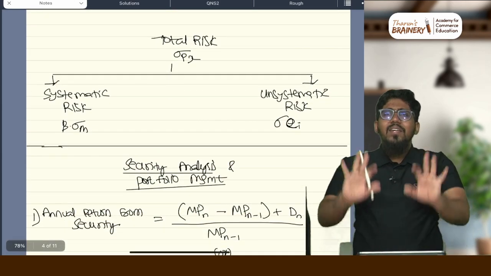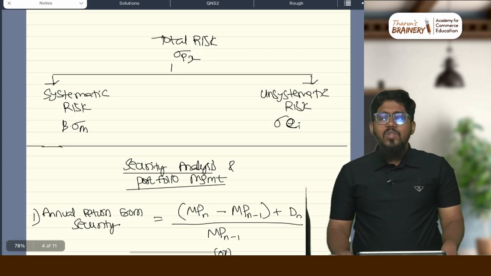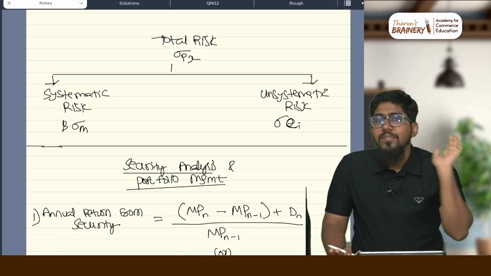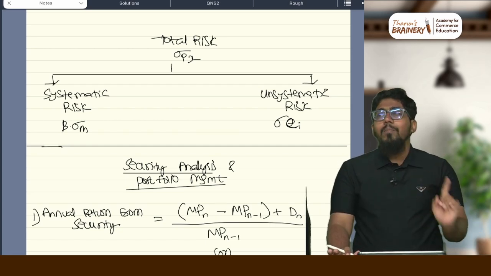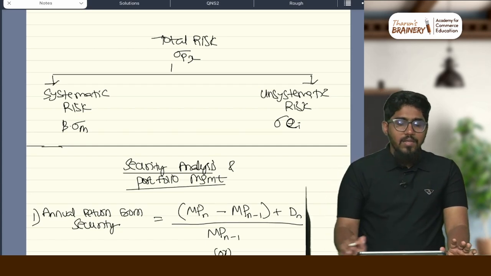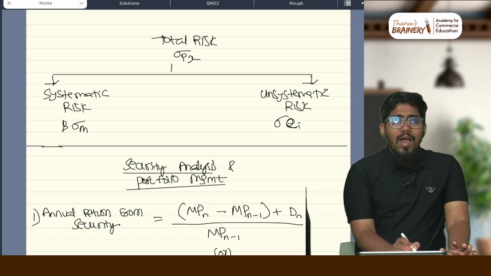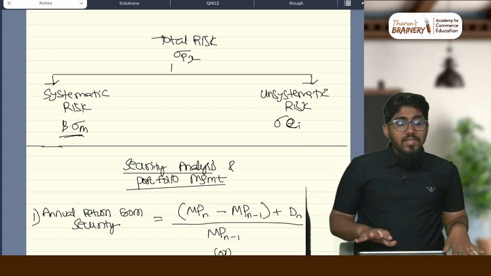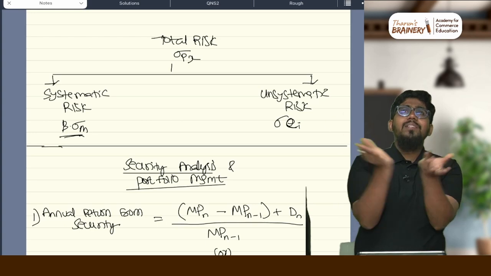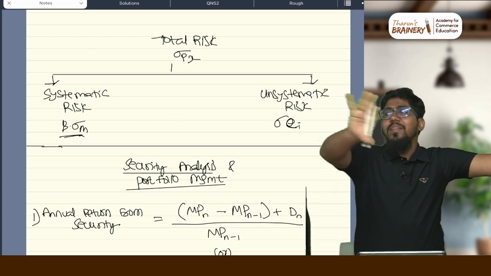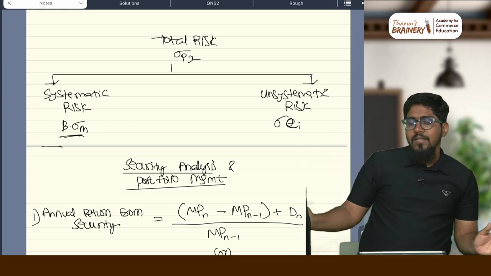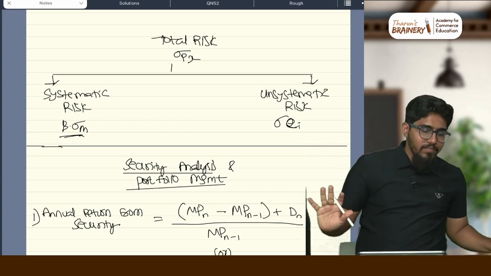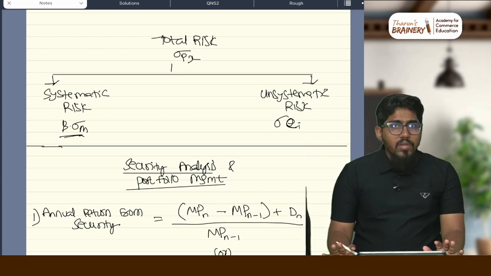Total risk is bifurcated into systematic risk and unsystematic risk. Systematic risk is beta into standard deviation of the market, because systematic risk means how much is the market-specific risk. If the market is increasing, my share will increase; if the market is decreasing, it will decrease. Out of the total risk, some risk is associated with the market and some with the company. Unsystematic risk is associated with the company, and systematic risk is associated with the market.